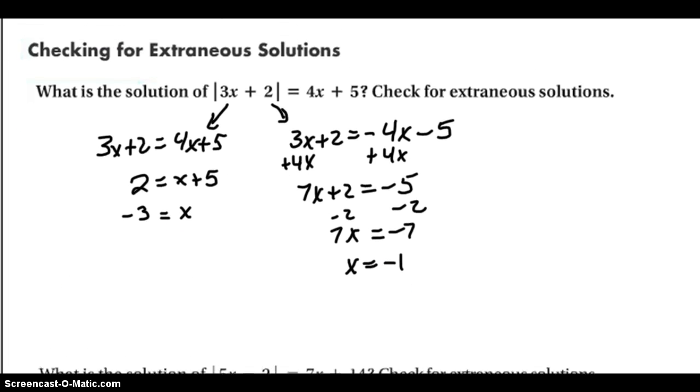Now the way to check for an extraneous solution is to plug these back in and see if they work. We're going to plug in -3 and see if it is a true statement. We're going to plug in -1 to see if we get a true statement. And again, we're going to plug it back into the original absolute value. So let's try the first one here.